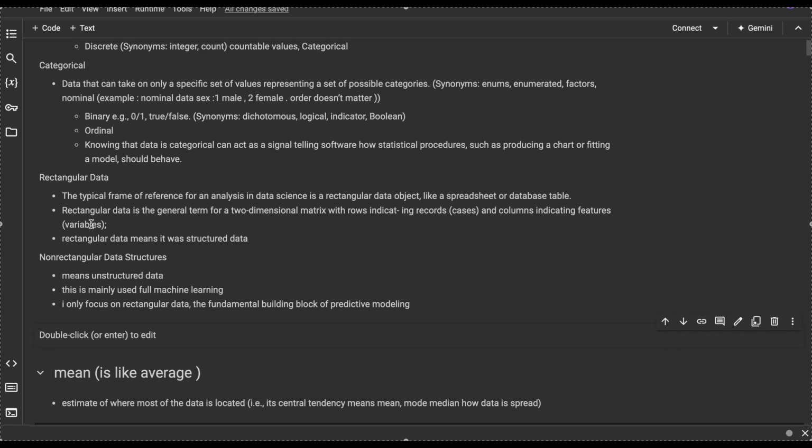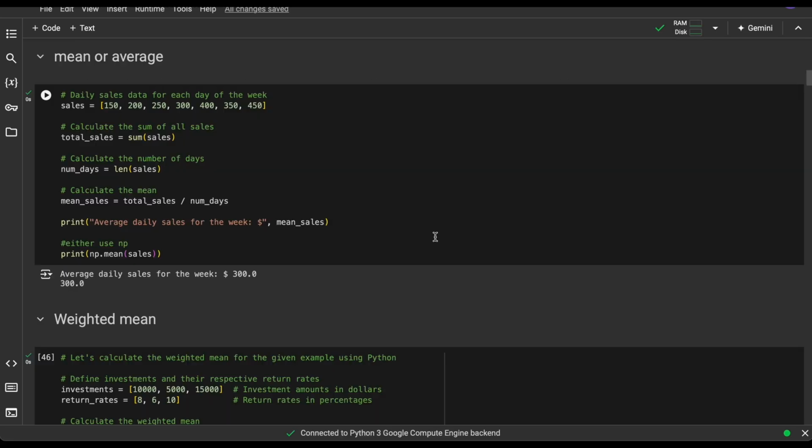Rectangular data is two-dimensional, organized into rows and columns. It is structured data, and non-rectangular data is unstructured data. It is mainly used in machine learning, for example images, videos, and text documents. For CNNs and artificial intelligence we use non-rectangular data, and some machine learning models like decision trees are used for predicting on images.